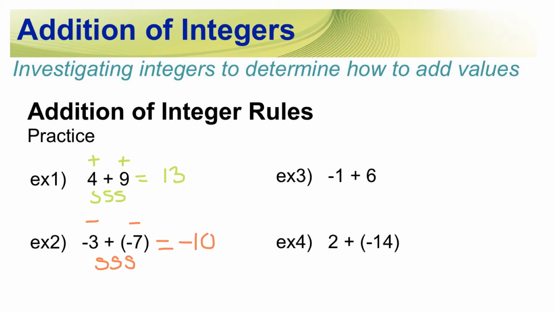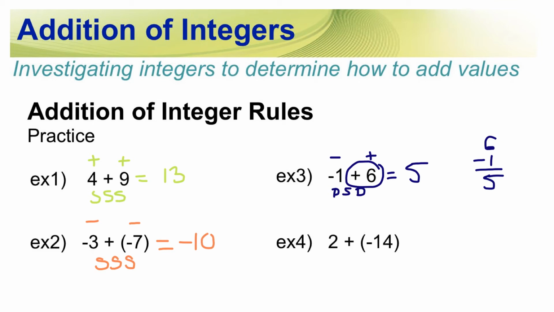Now for our next example, we have negative 1 plus 6. A negative plus a positive. These signs are different, so we're using different sign difference, meaning we're going to subtract these two numbers and keep the sign of the larger looking number. So I'll do 6 minus 1, which is 5. And the larger looking number is the positive 6. So it's going to stay positive as our answer. So our answer will be positive 5.